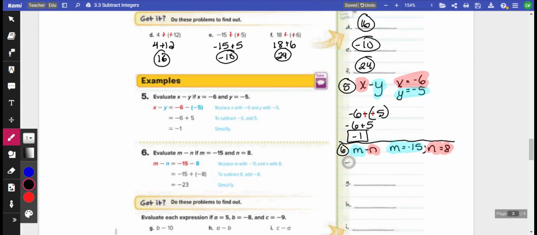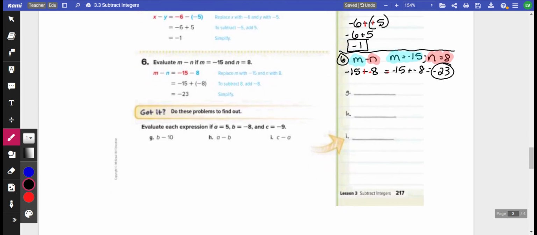Okay, so this becomes -15 minus 8. Since there's subtraction, I'm going to do my additive inverse. So I'm going to add and make that into a negative 8. So this becomes negative 15 plus negative 8, which there are two negative numbers that I'm adding together, so it's going to be a larger negative. So that gives me negative 23.